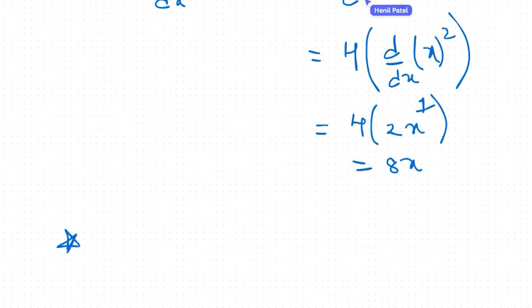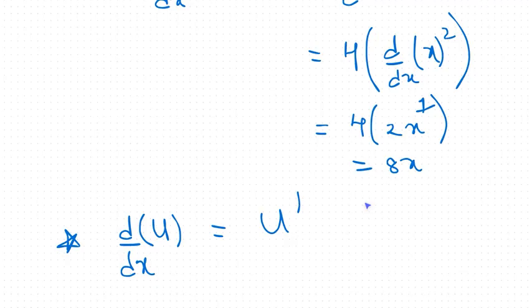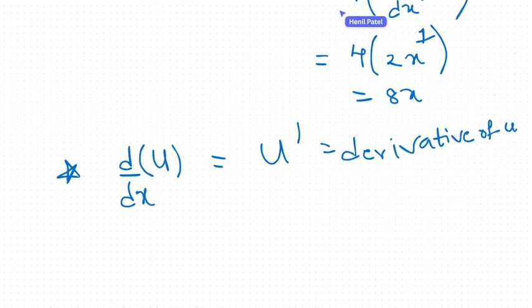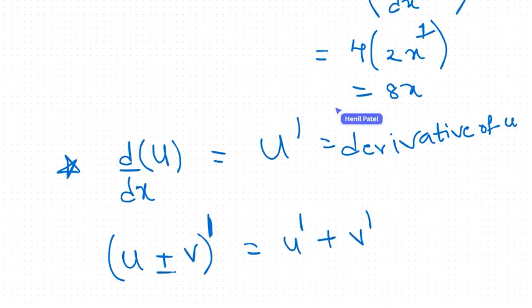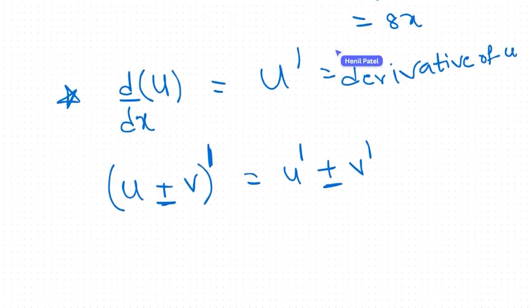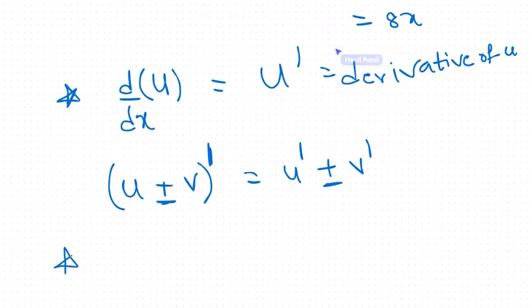Okay, so let's talk about that further. So d by dx of, let's say, u can also be represented as u dash, derivative of u. Symbol, just symbol. So when you are adding two functions, u plus v, the combined derivative can be written as u dash plus v dash. Minus means also minus. This is called the sum rule, sum or subtraction.